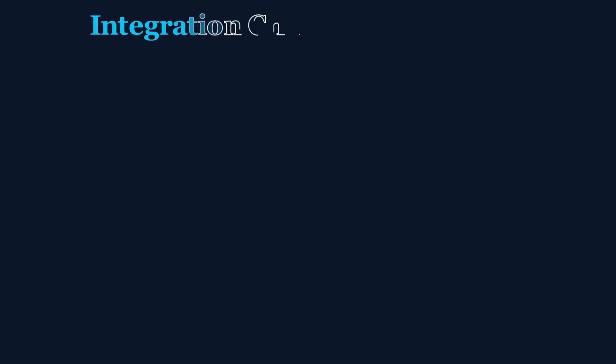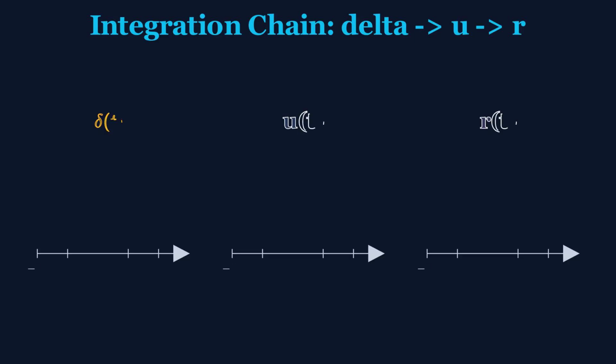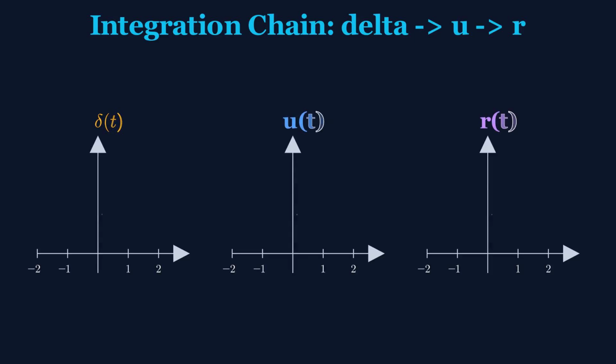Now in reverse, starting with delta(t) and integrating, the integral of delta(tau) d tau from negative infinity to t gives u(t). The impulse has zero area until we cross t equals 0, then the accumulated area becomes 1.